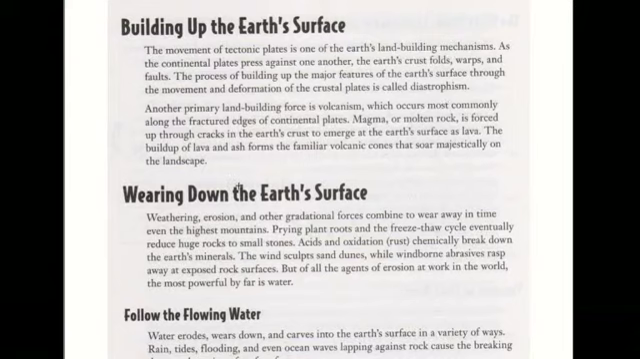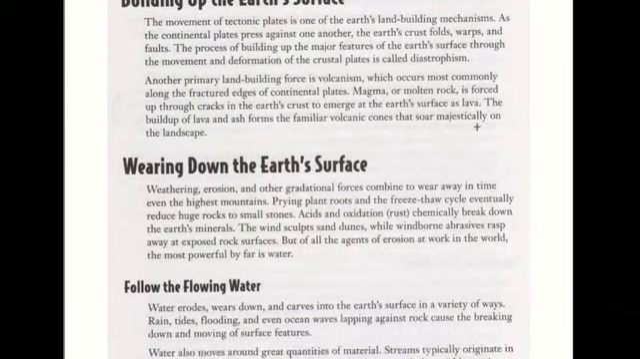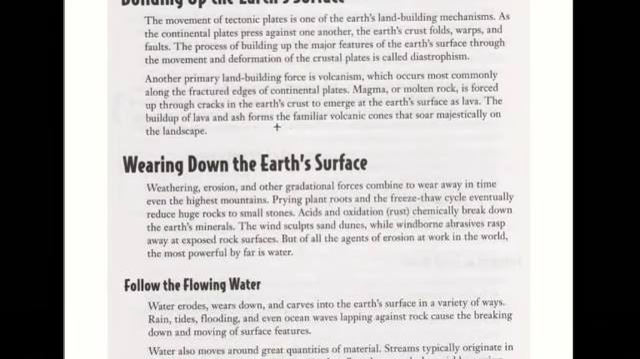Another primary land-building force is volcanism, which occurs most commonly along the fractured edges of continental plates. Magma, or molten rock, is forced up through the cracks of the Earth's crust to emerge at the Earth's surface as lava. The buildup of lava and ash forms the familiar volcanic cones that soar majestically on the landscape.